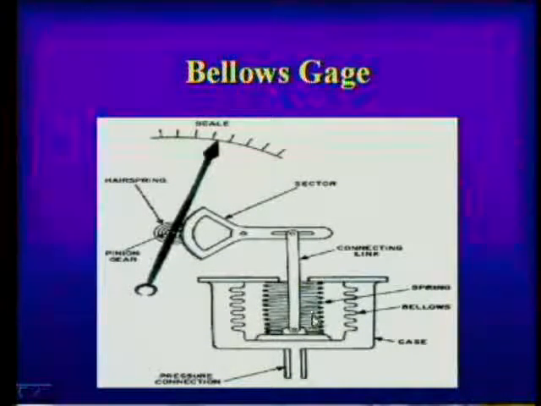Now the second, it is a bellows gauge. Now the pressure connection you can see there, and again the spring form.